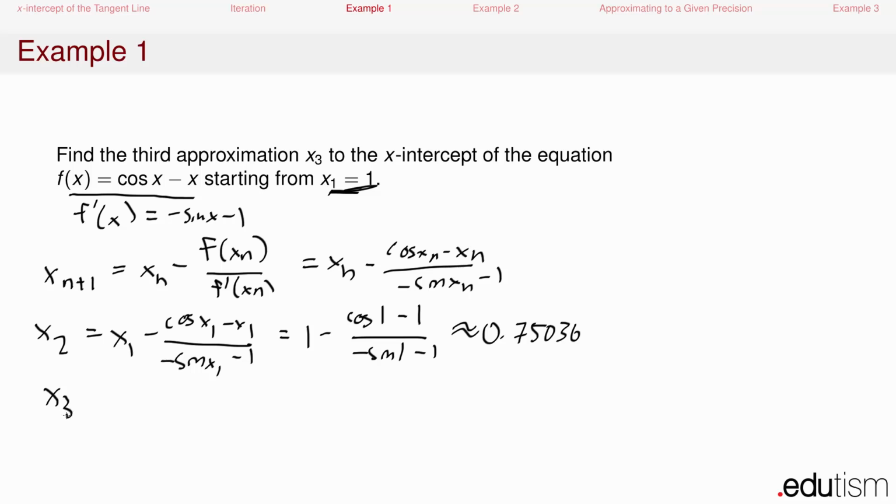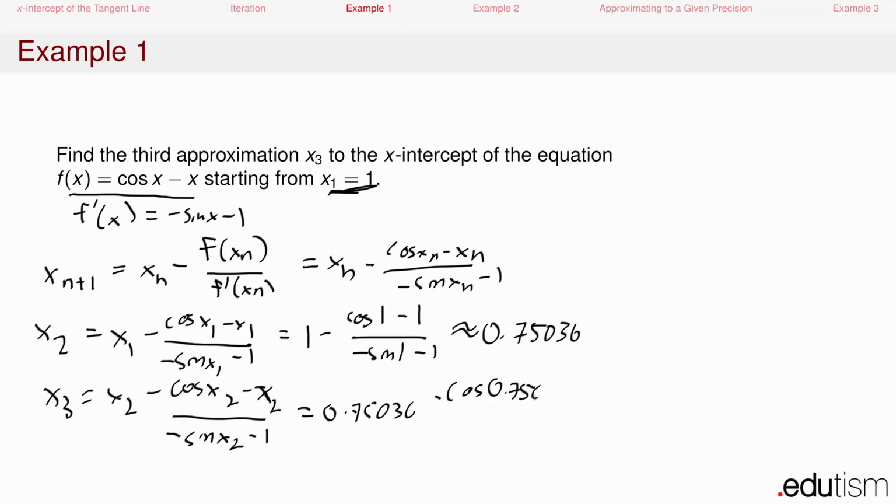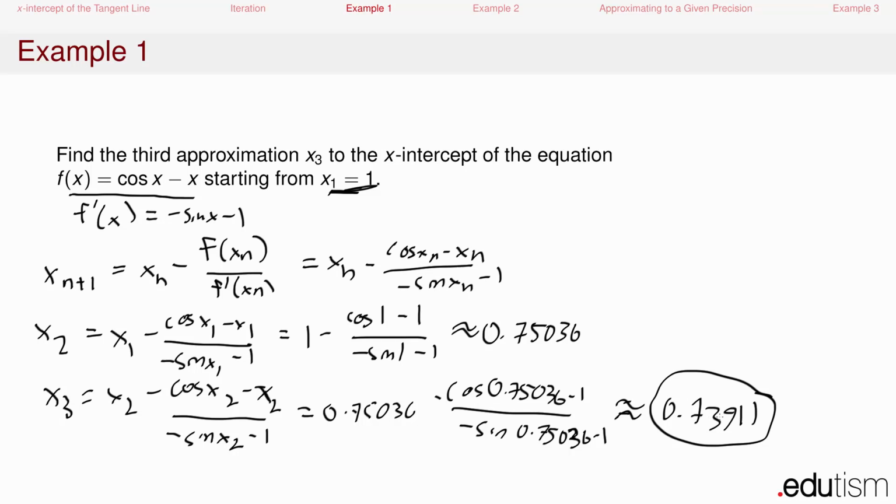So now we want to find x3. x3 is going to be x2 minus cos x2 minus x2 over negative sine x2 minus 1. And basically we're going to put in 0.75036 in here: minus cos 0.75036 minus 0.75036, over negative sine 0.75036 minus 1. And what does this give us? This gives us approximately 0.73911. So the third approximation, x3, is this number, 0.73911. It's a fairly good approximation to the x-intercept of this function.